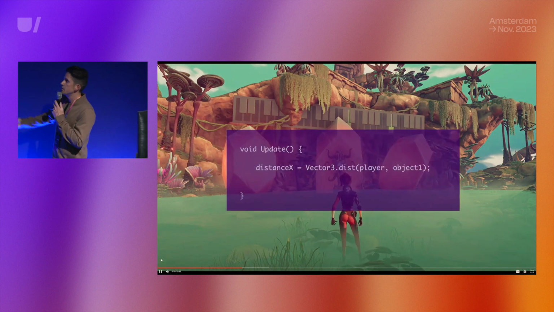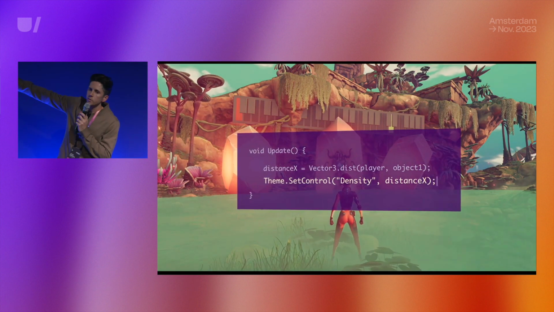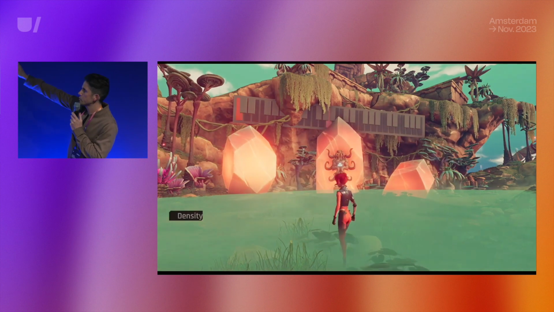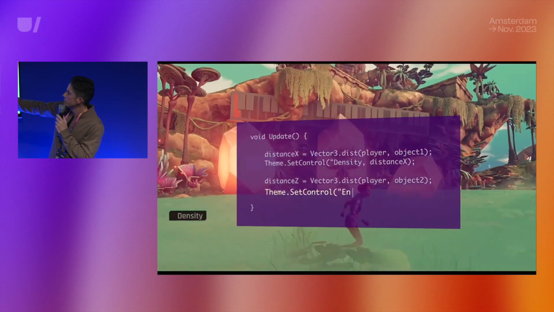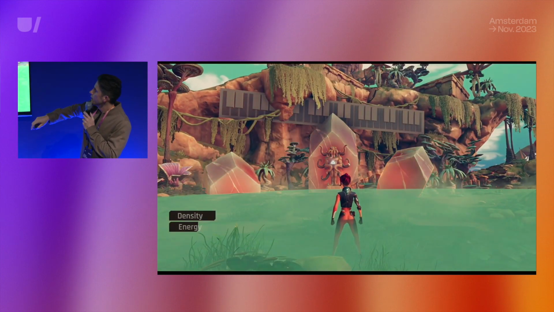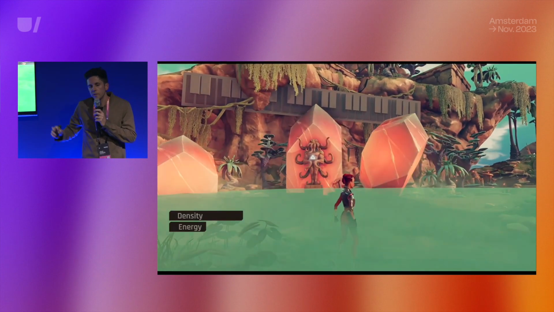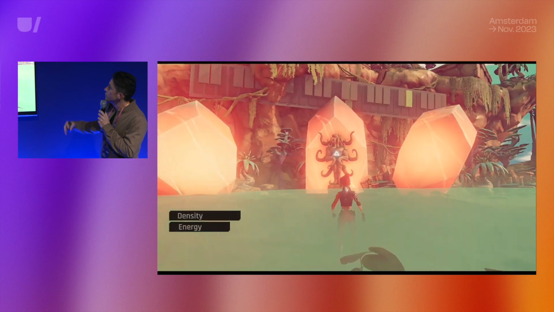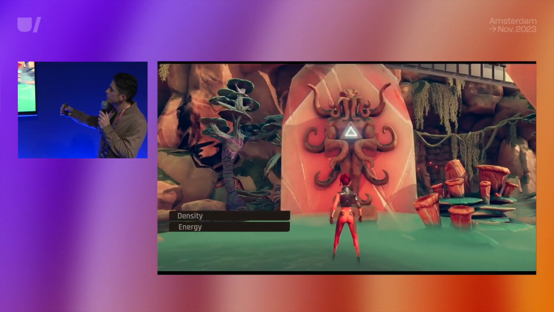So you see the callbacks happening up there. For every note you get a callback to the game. You can do whatever you want with those callbacks. And the music is now responding to the distance to the rocks over there. The API is super simple. It's a simple function call, set control, whatever the composers named it, and the music will essentially start reacting to that.